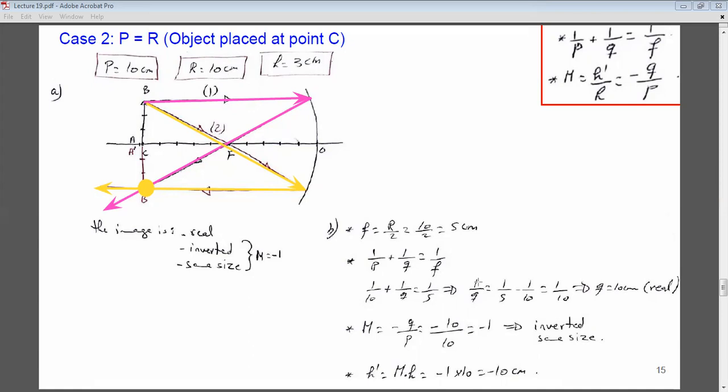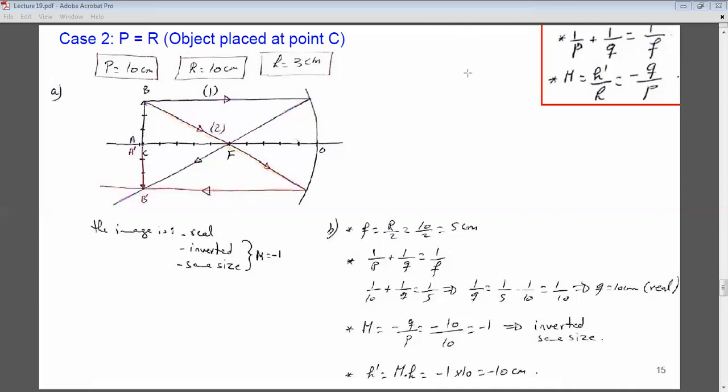Now, using calculation, F is R over 2. This is a concave mirror, so it is 5 centimeter. 1 over P plus 1 over Q equals 1 over F. I put 1 over 10 plus 1 over Q equals 1 over 5. I will get Q is 10 centimeter. Because it is positive, then it is real. Then M is minus Q over P. I get M is -1, so it is inverted. And same size, because H prime over H is 1 in this case. So H prime, we will get it to be -2.